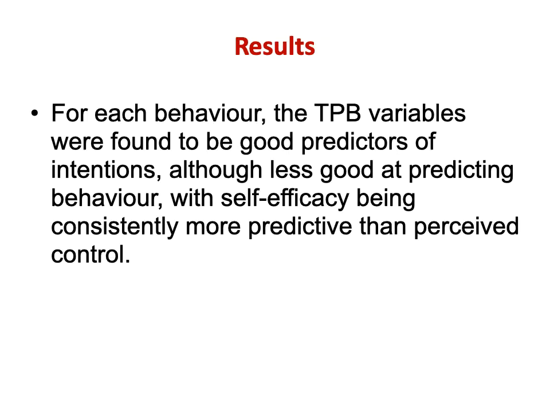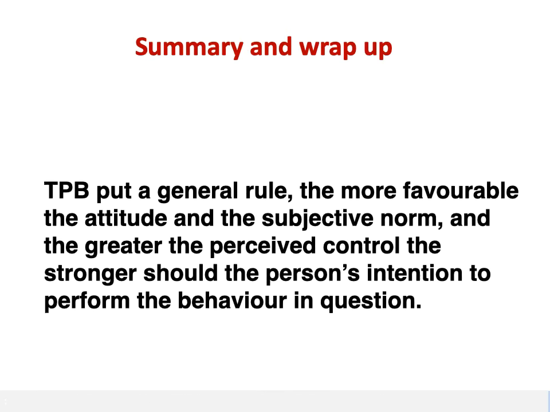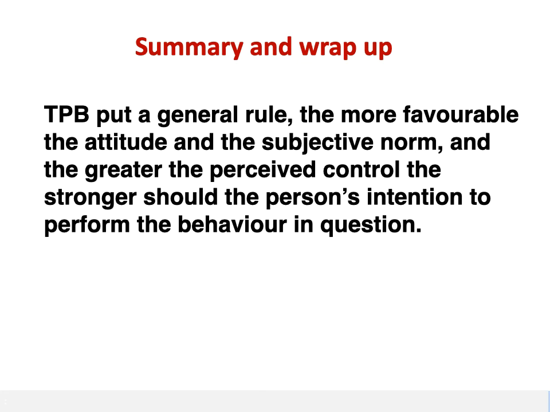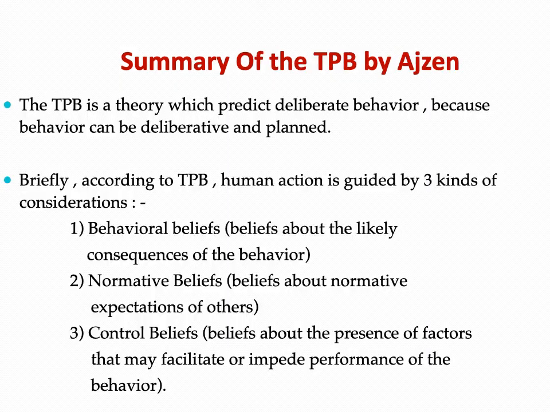The result for each behavior: the theory of planned behavior variables were found to be good predictors for intention. So it is a very good predictor for intention, although less good at predicting the behavior, with self-efficacy being more predictive than perceived control. To sum up, the theory of planned behavior puts general rules: the more favorable the attitude and subjective norm, and the greater the perceived control, the stronger should be the person's intention to perform the behavior in question.